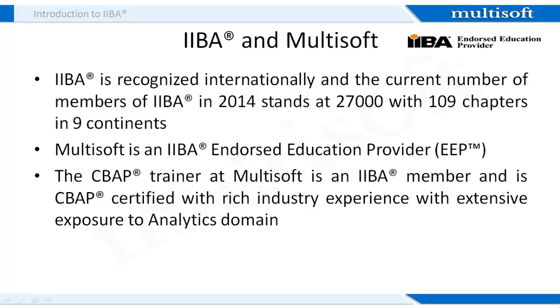Now I'll explain to you the association between IIBA and Multisoft. IIBA is a globally recognized body and the number of members of IIBA has been increasing at a brisk pace. The current IIBA members count is 27,000 with 109 chapters in 9 continents. And Multisoft is the IIBA endorsed education provider, which means that all the training and course material for CBAP and CCBA has been endorsed and authorized by IIBA. It's also important to know that the training is imparted by an IIBA member who is CBAP certified.